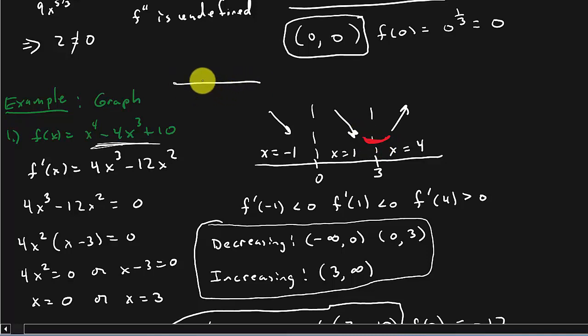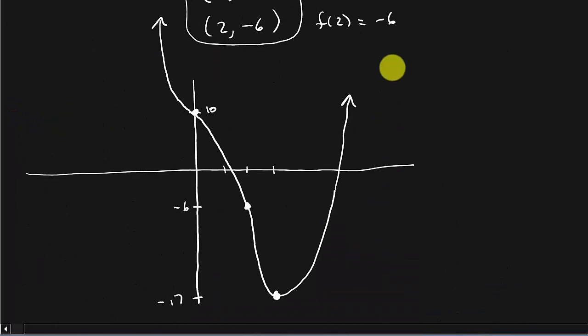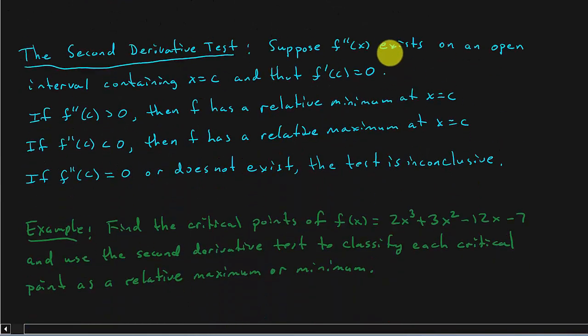And now look, if you have a number line, you have something like this, and it goes increase, decrease, increase. This would be a relative maximum, this would be a relative minimum. That's using the first derivative. But you can also determine this using the second derivative test.